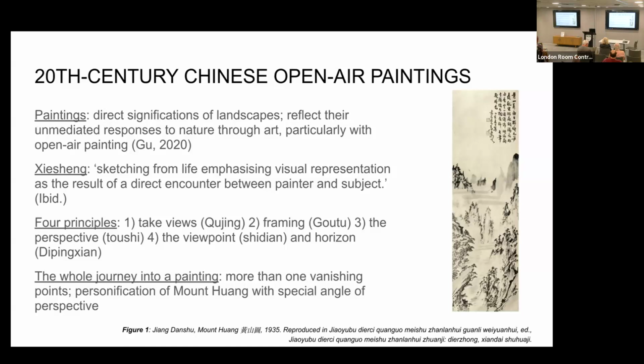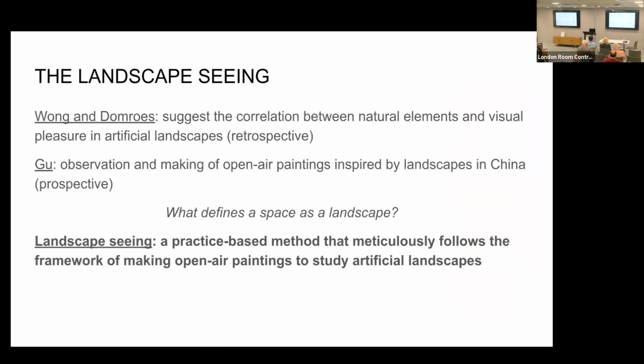Therefore, there are more than one vanishing points in open-air paintings, and painters try to personify landscapes such as Mount Huang with special angles to romanticize the landscapes.